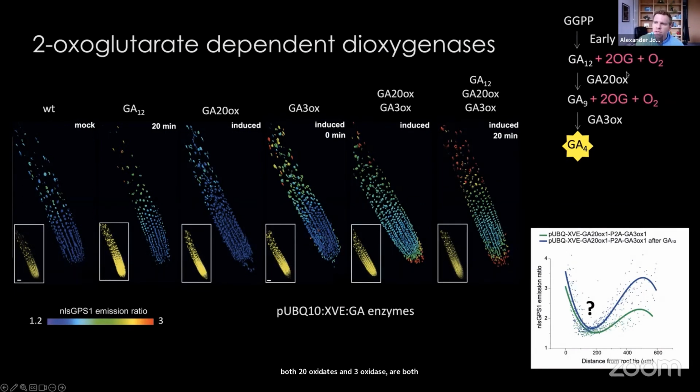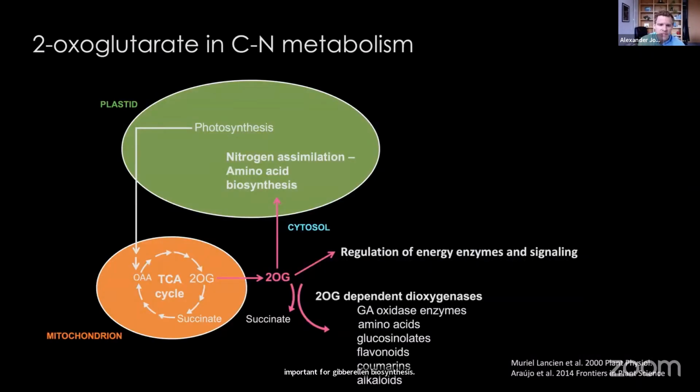And they're both using 2-oxoglutarate as a co-substrate. So we think that concentrations of 2-oxoglutarate are important for gibberellin biosynthesis. This was a pretty big idea for us because 2-oxoglutarate is right at the heart of carbon and nitrogen metabolism in plants. It's present in your body, of course, and regulates 2-oxoglutarate dependent dioxygenases in humans and very important biosynthetic pathways.